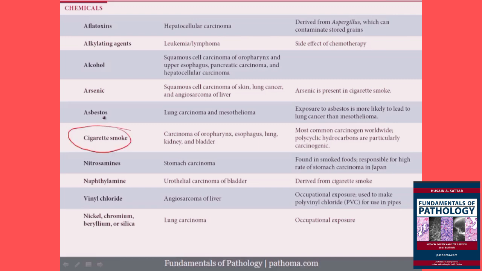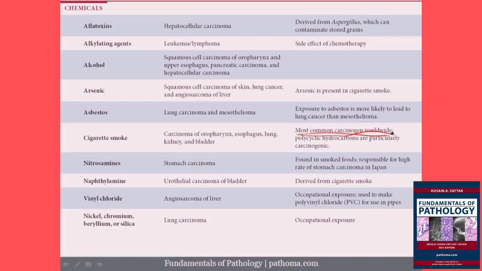Cigarette smoke is a very important carcinogen to be aware of. It's associated with carcinoma of the oropharynx, as I've already kind of stated above when we talked about alcohol. It's also associated with squamous cell carcinoma of the esophagus. It's associated with lung cancer. That, I think, is obvious. We're all familiar with the fact that cigarette smoke is the sort of the leading risk factor for lung cancer. And then important to know as a derivative of that point that the most common carcinogen worldwide is cigarette smoke.